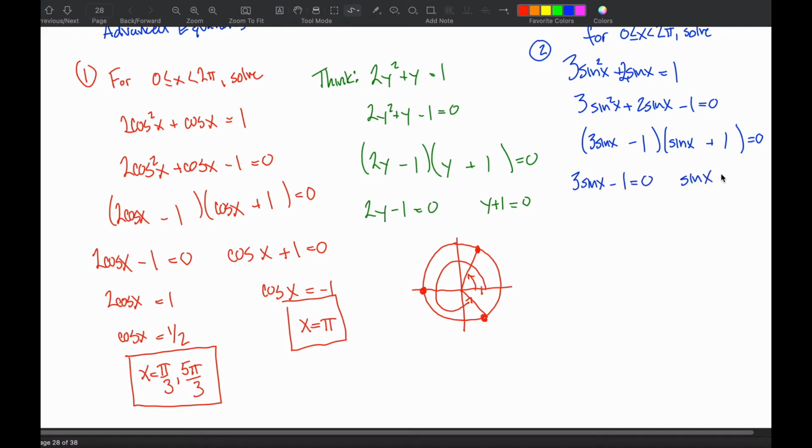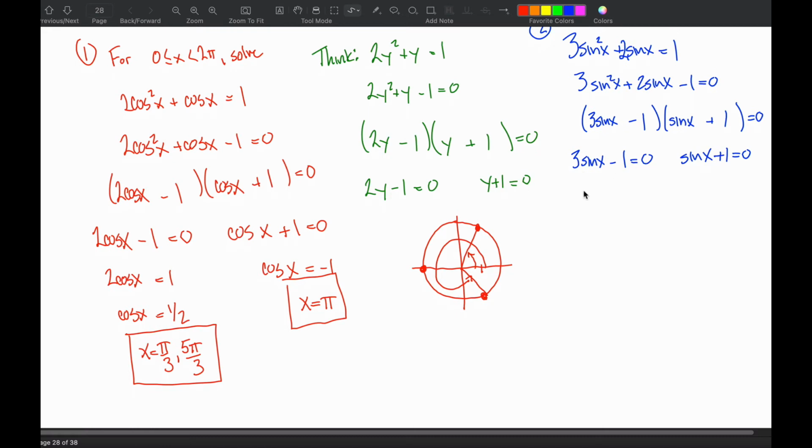But you don't need to know all that. All you need to know is solutions to this one equation come from any solutions to either of these two equations. Solving these guys isn't too bad. For the first one, add 1 to both sides of the equation, and then divide by 3, you get sine of x equals a third. Over here, just subtract 1 from both sides, you get sine of x equals -1.